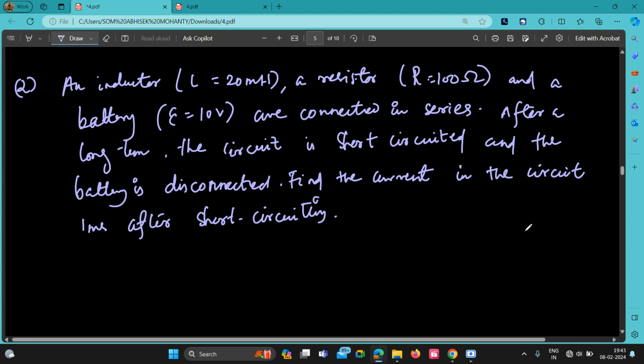Read the question first two times. The third time write the data and fourth time solve. Two times read the question.